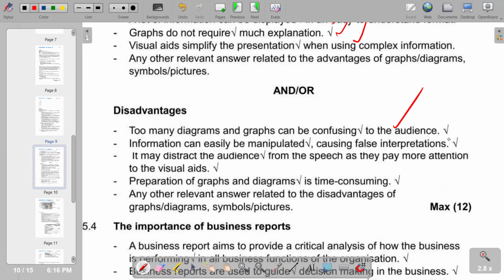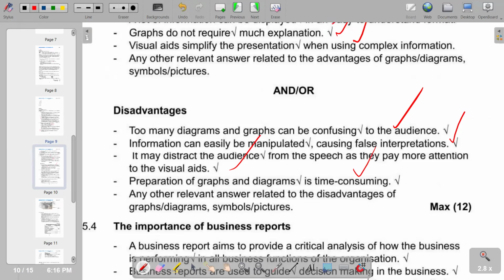So graphs can be used as an instrument to manipulate information in favor of the reporter, which might not be a positive position. Then, it may distract the audience from the speech as they pay more attention to the visual aids, which is also correct. And then preparation of graphs and diagrams is time consuming. So these are the disadvantages of graphs.